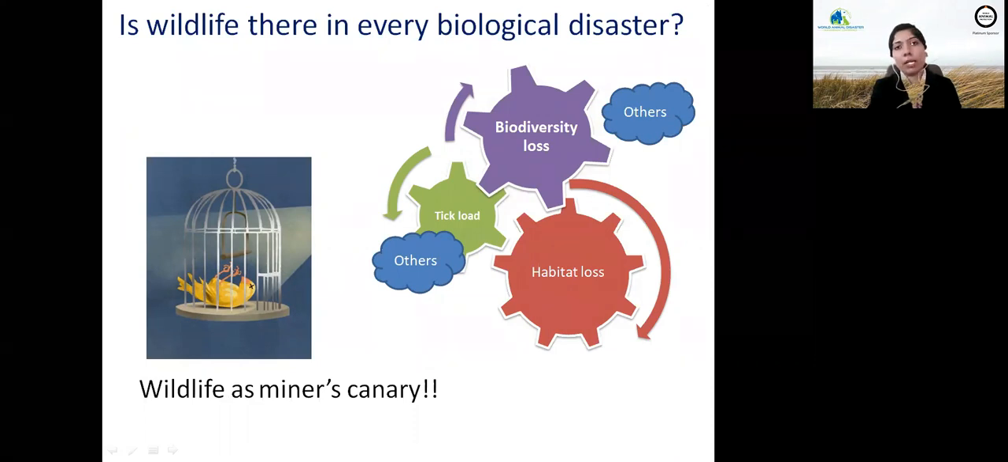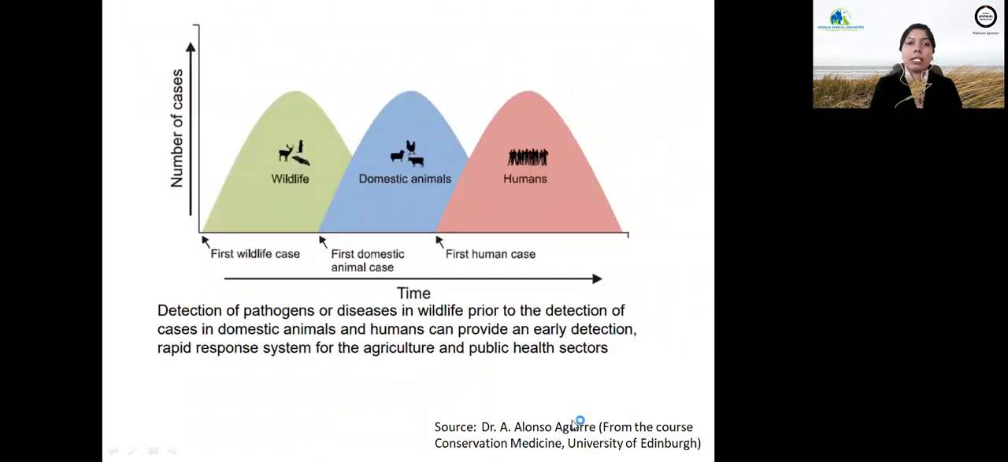But at the same time, we must not forget that wildlife is an integral part of our ecosystem, and they are very sensitive to changes made by humans or climate changes. This wildlife can be considered as the miner's canary. That means any infectious organism, if it is there, will first appear in the wildlife, and then in the domestic animals, and then in the human population.